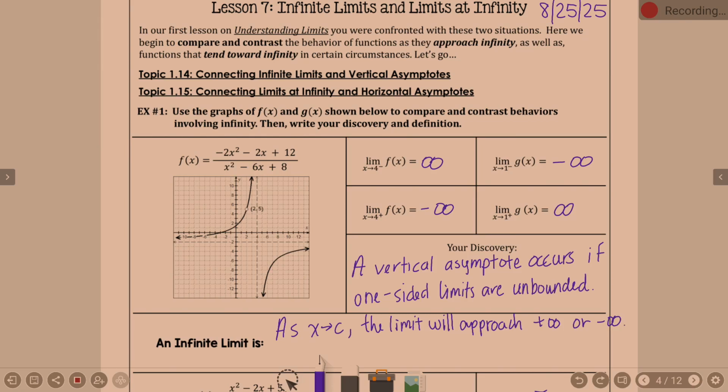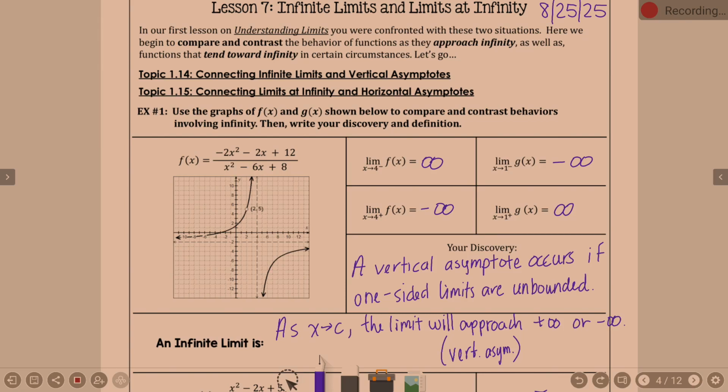And I could say, officially, you have an infinite limit, so a limit that equals positive or negative infinity, that's going to be a vertical asymptote. Okay.